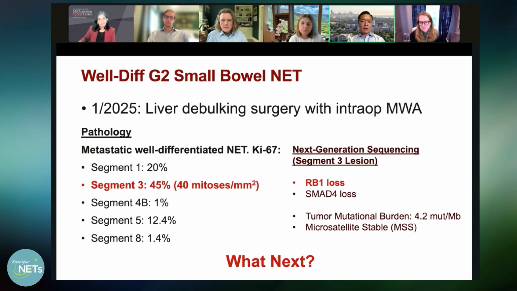Yeah, great points. So at this juncture, she just had her liver debulking surgery and she's still on lanreotide. Will anyone offer additional or change in systemic therapy given this surgical pathology?